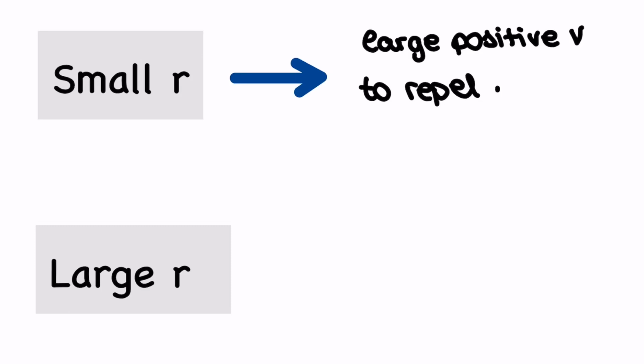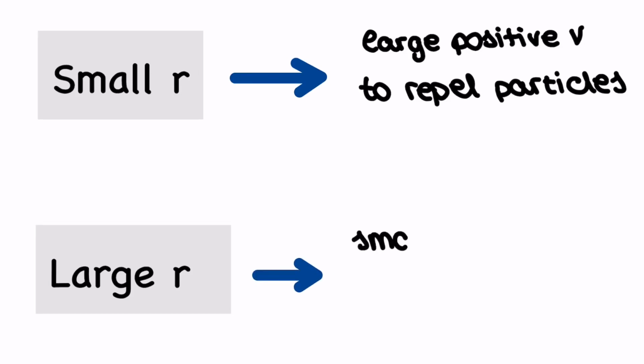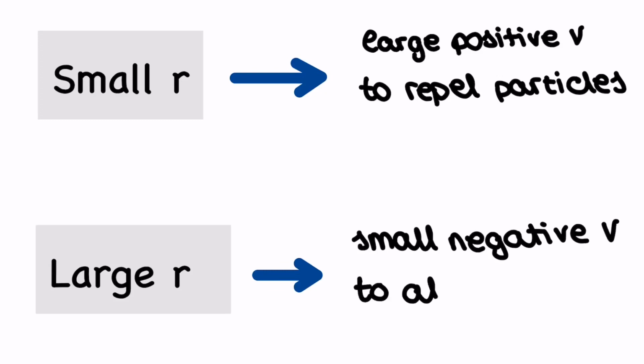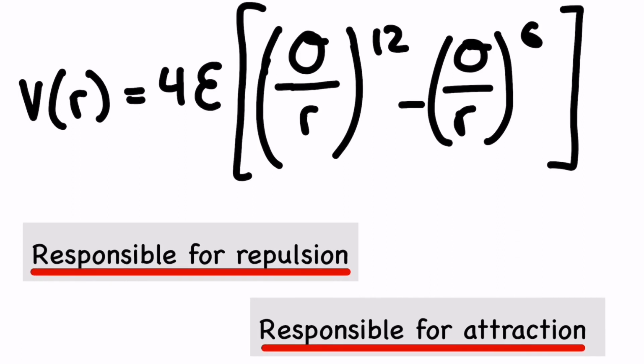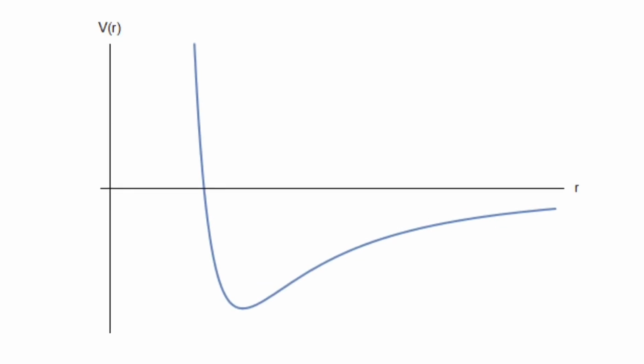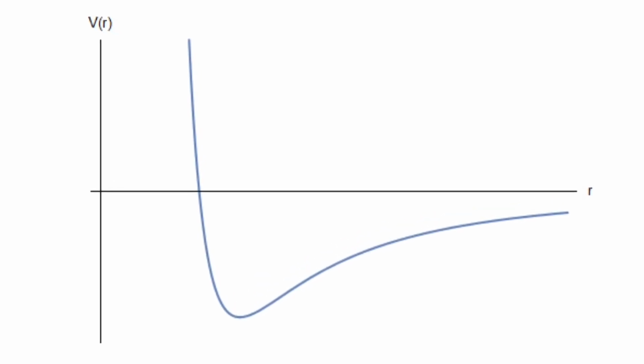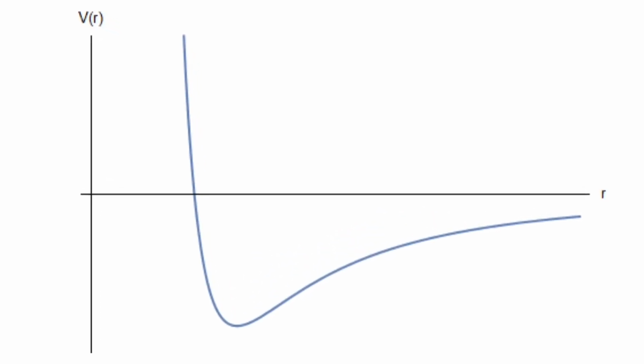Therefore, for small r, we want large positive V to repel particles, and for large r, we want small negative V to attract. Then we know the term 1 over r to the power of 12 is responsible for repulsion, as it in fact decays much faster than the power of 6 at large r. Similarly, for small r, the term 1 over r to the power of 12 will dominate, giving large positive V, and together they give the shape of our graph here.